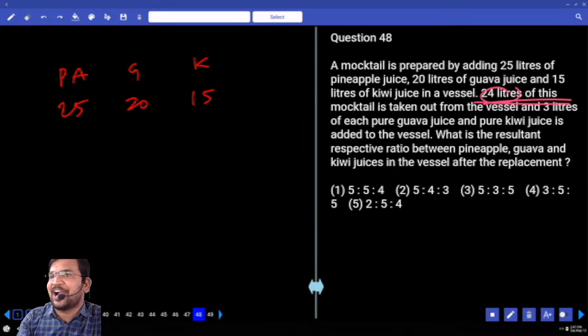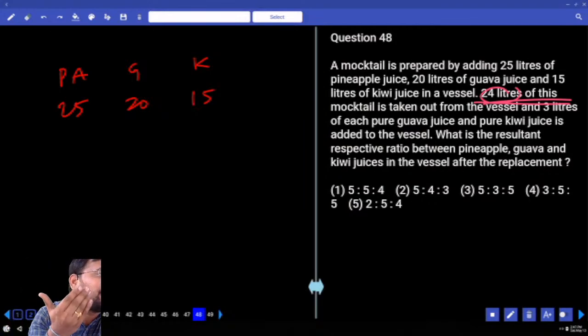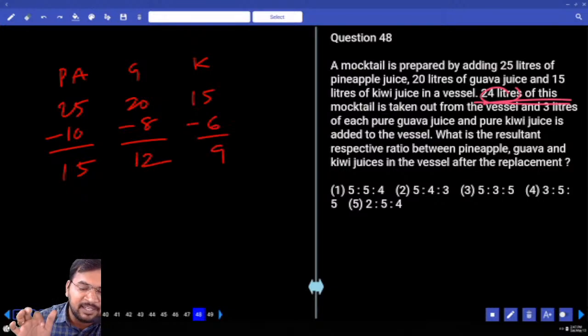You are taking 24 out of 60. How much percentage? 40%. Therefore 40% of pineapple coming out, 40% of guava coming out, 40% of kiwi coming out. 40% of 25 is 10. If 10 comes out, remaining is 15. 40% of 20 is 8, remaining 12. 40% of 15, the remaining is 9. After removing, these are the statistics.